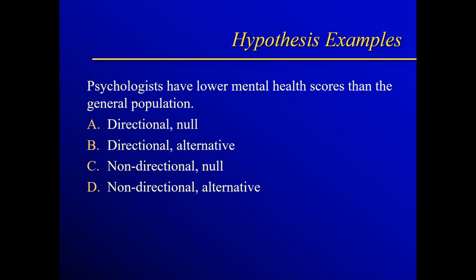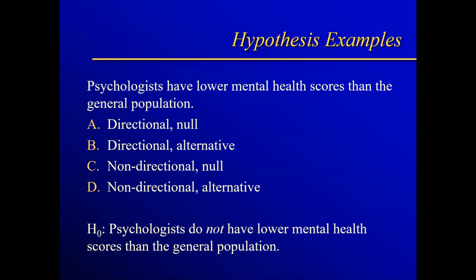All right, I'm seeing a majority of the correct answer, and it is B. Once again, we're saying there is a difference. Psychologists do differ from the general population. And how do they differ? Well, psychologists have lower mental health scores. Therefore, it's directional.